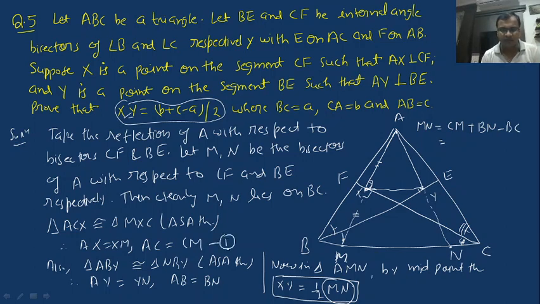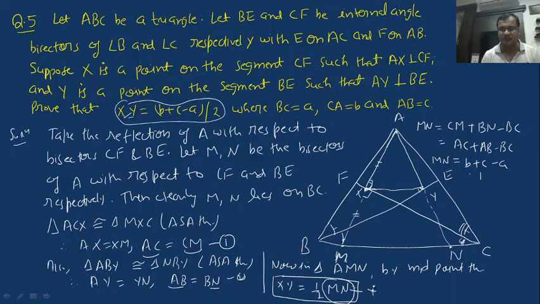Look at this first relation. CM is actually equal to AC. CM is AC, and BN is what? Look at the second relation. BN is actually equal to AB minus BC. AC is B, AB is C, and BC is A. Therefore, MN is what? MN is actually equal to B plus C minus A.